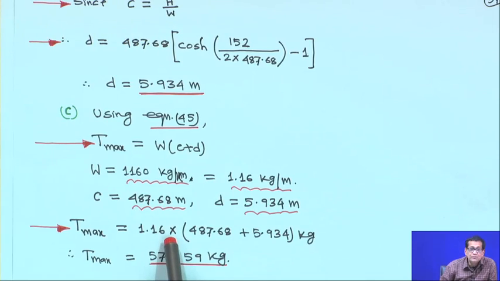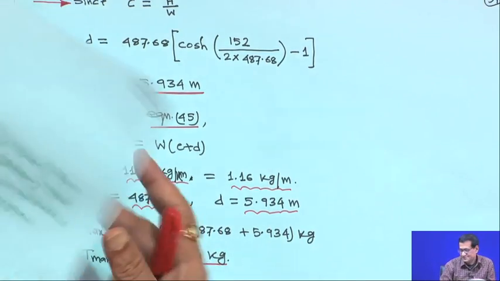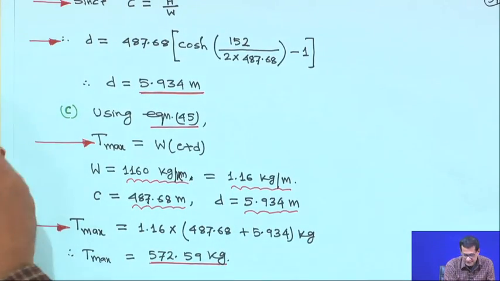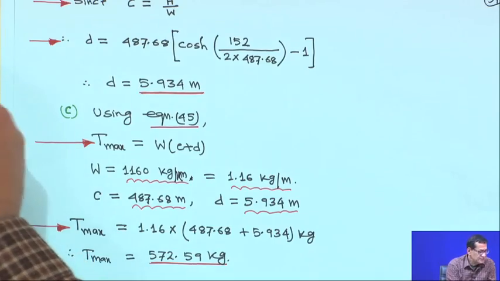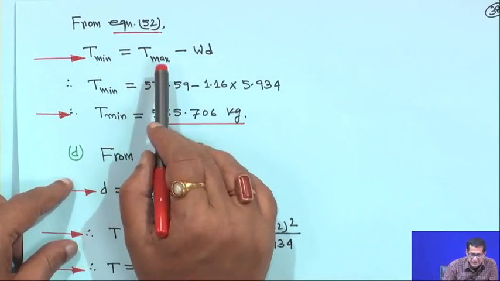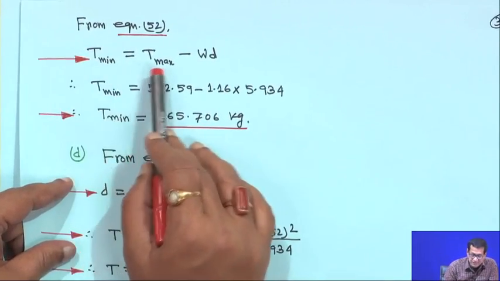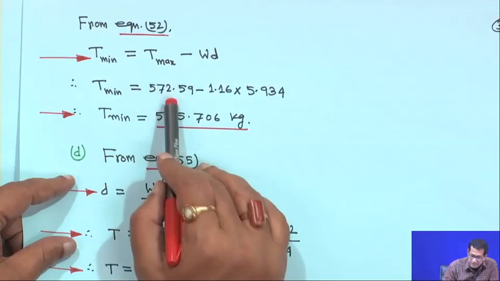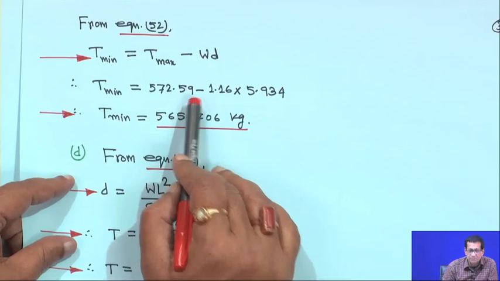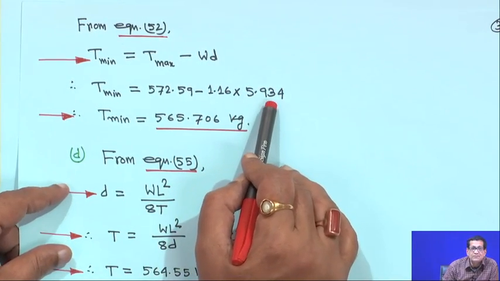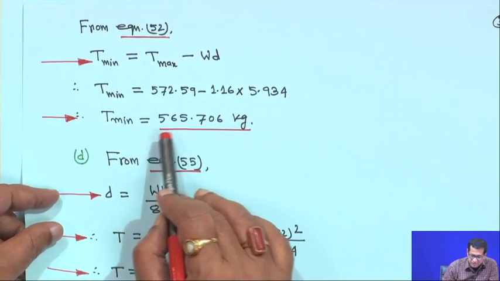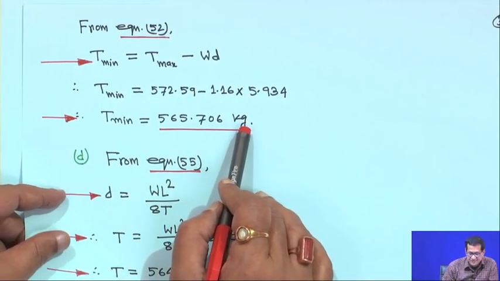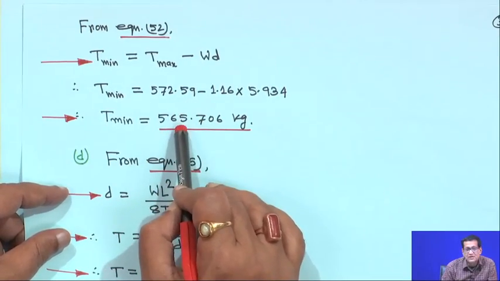So, T max is equal to 1.16 into 487.68 plus D 5.934 kg, which is 572.59 kg. This is your T max, right. Next, you have to find out the minimum one. We know that T max is equal to T min plus W D, which we have seen using equation 52, that means T min is equal to T max minus W D. So, T min is equal to 572.59 minus W, which is 1.16, times D, the sag we have calculated, 5.934. Therefore, T min is equal to 565.706 kg. That means between T max and T min there is not much difference.